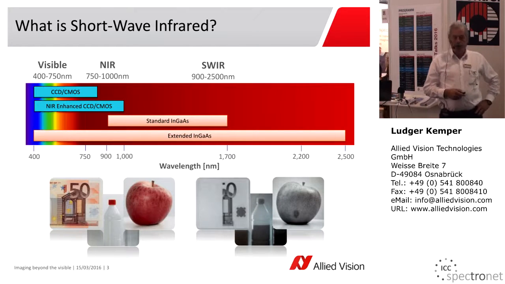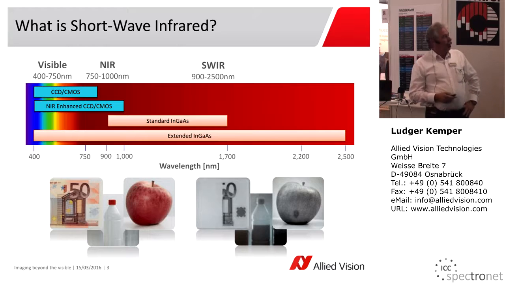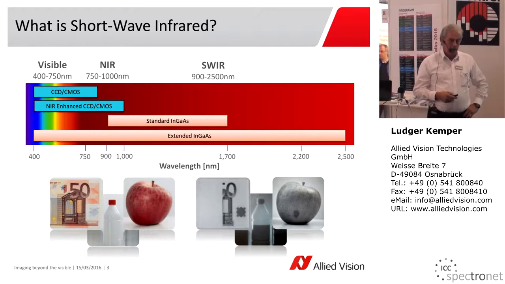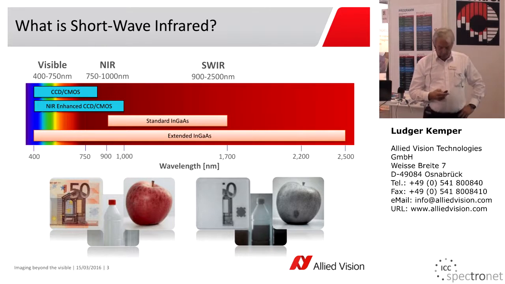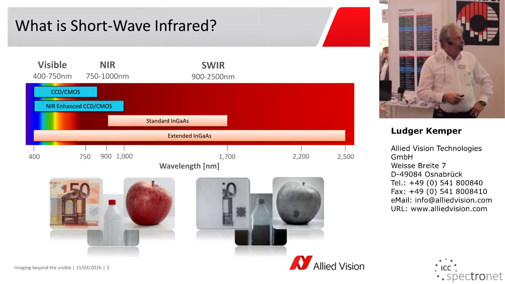What is shortwave infrared? We have the normal CCD and CMOS cameras or sensors, and also the near enhanced CCD and CMOS sensors, which are sensitive in the range of 400 up to 1,000 or 1,100 nanometers. You see here the images, that's the normal images at the visible range.